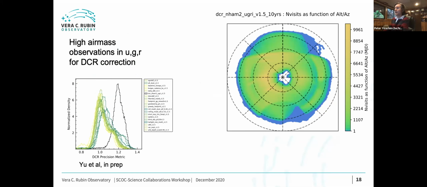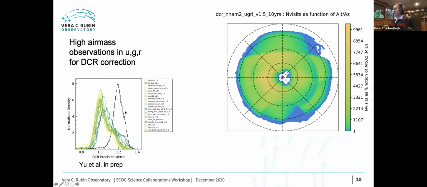What else do we have? We have observations intentionally taken at high air mass in the bluer filters to correct for differential chromatic refraction. And so here on our alt-az plot, you can see there's now this band at high air mass that we're taking a few images at high air mass intentionally.